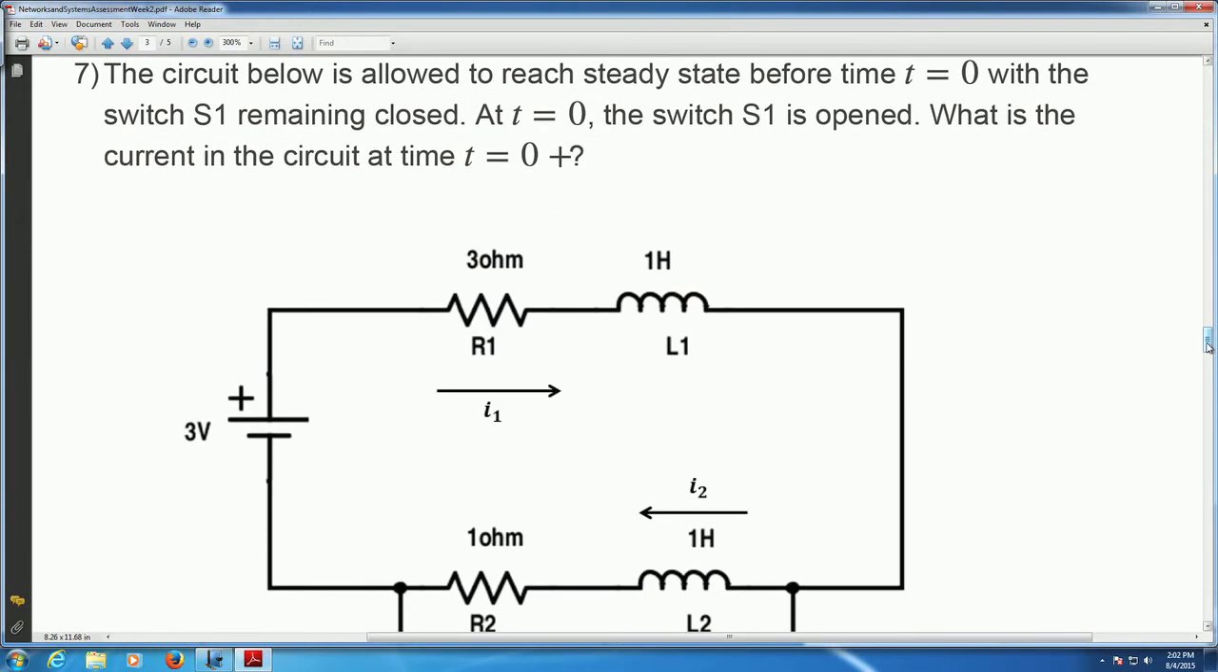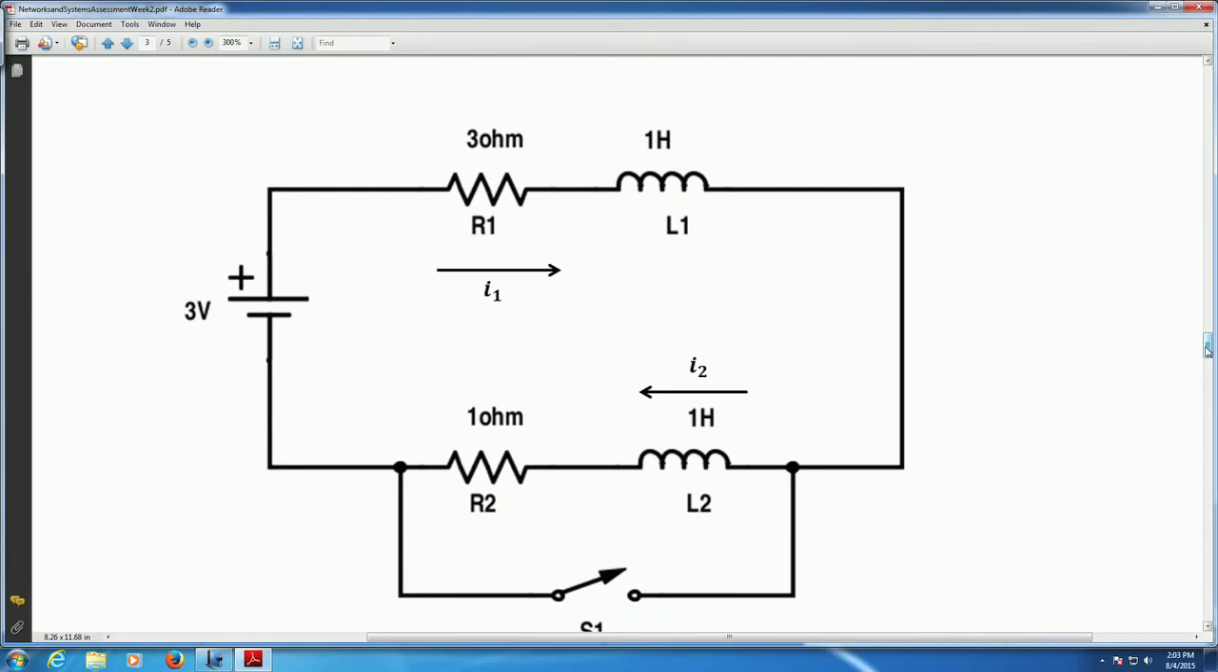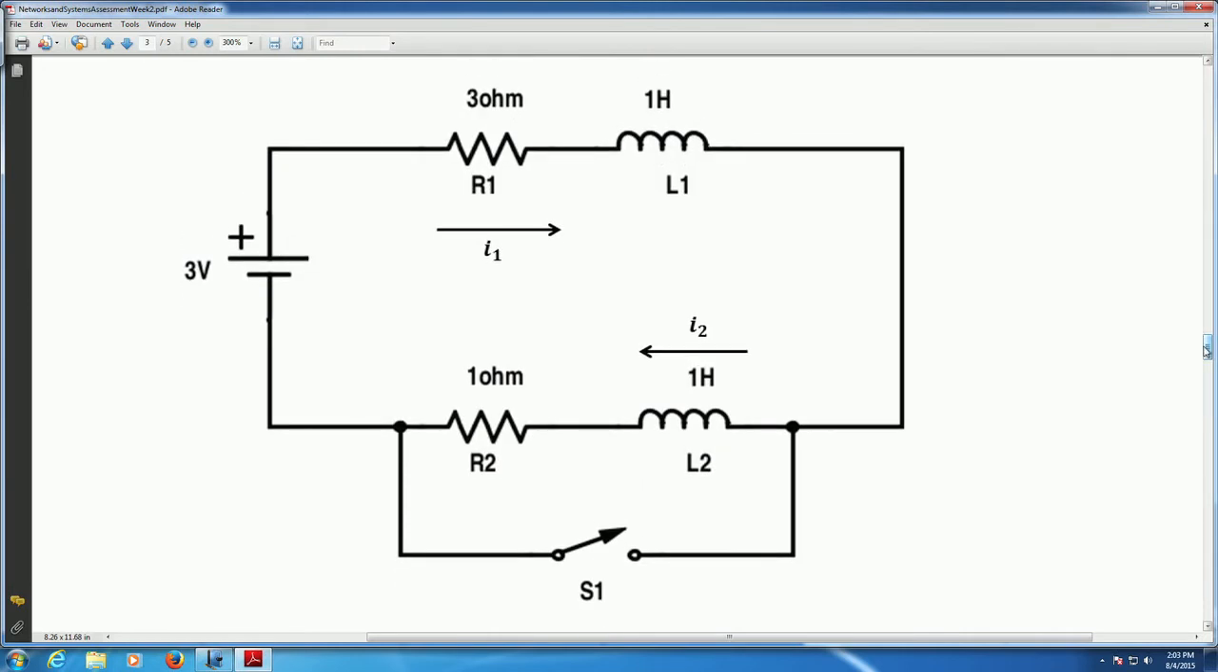Okay. So, question number 7 involves an inductor loop, initial conditions for an inductor loop. Now, these problems are solved in your assignment, but I am going to quickly do the solution for this. Okay. So, the circuit below is allowed to reach steady state before time t equal to 0 with the switch S1 remaining closed. Okay. So, let us see the circuit once again. So, the switch S1 is closed and it is allowed to reach steady state.